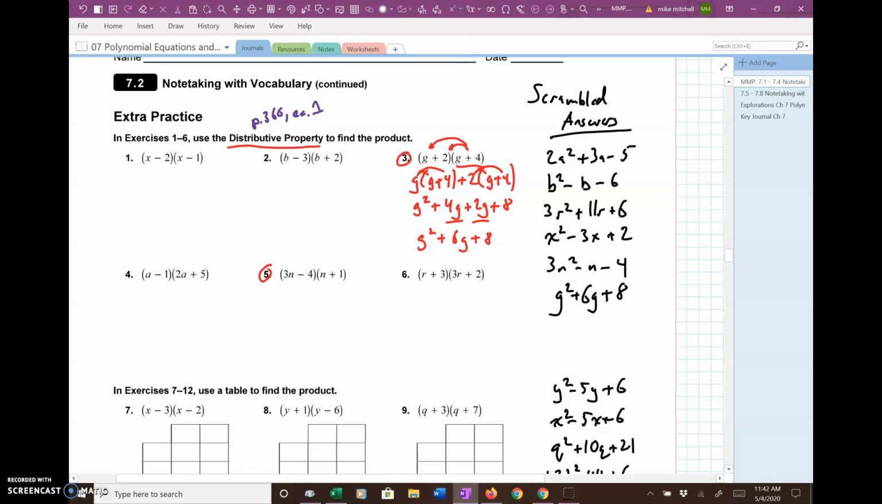Look for the pattern. And you see the relationship between the numbers up here and the 6 and the 8. There's a little pattern there. See if you can catch it.